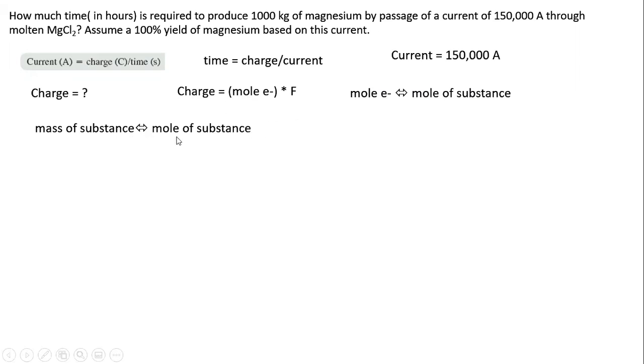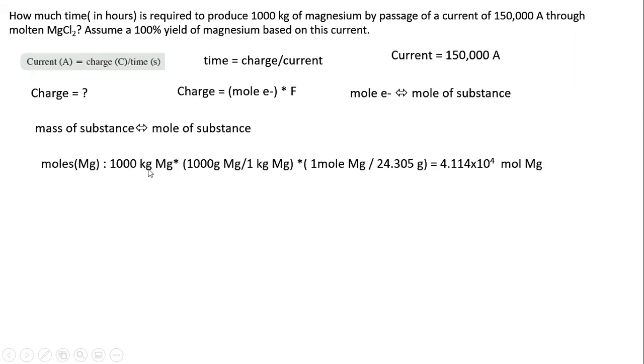So the first step is to find the moles of magnesium. Since we have 1,000 kilograms, we have to convert it to grams and then to moles. So this is the number of moles of magnesium that we have. Now that we found the moles of magnesium, we need to convert it to the moles of electrons.